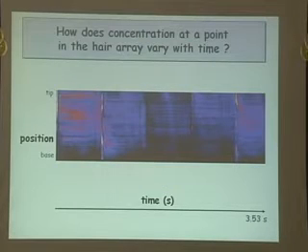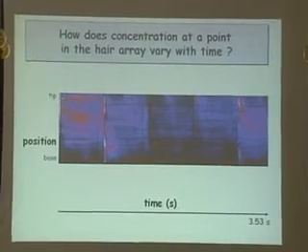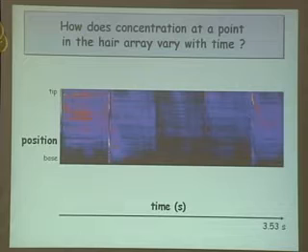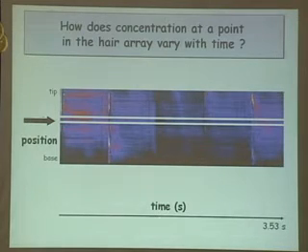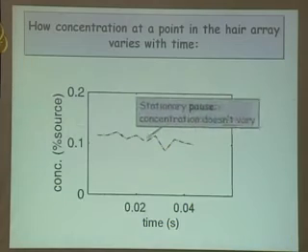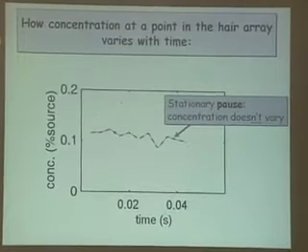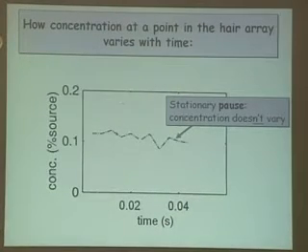So how does concentration at a point, for example, concentration where a particular chemosensory hair is, vary as a function of time? We can address that by just following what happens with time at a particular position. And let me show you the kind of thing we can learn when we do that. This is a plot of concentration as a function of time, and this is at a point, so you can think of it as what's arriving at a particular hair. During the stationary pause when no water is flowing through that chemosensory array, you can see the concentration really doesn't change.